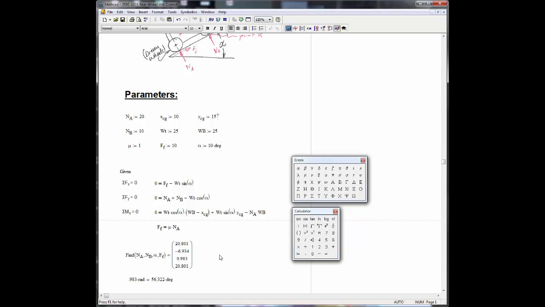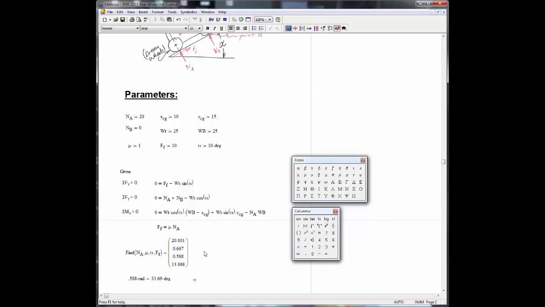So then if we want to determine when it is going to tip over, it's not going to get to 56 degrees, so we could just change the normal force there to 0, and instead of solving for n sub b, we would solve for the coefficient of friction. So now we get 0.588, which is 33.69 degrees. Okay, and the coefficient of friction is 0.667.